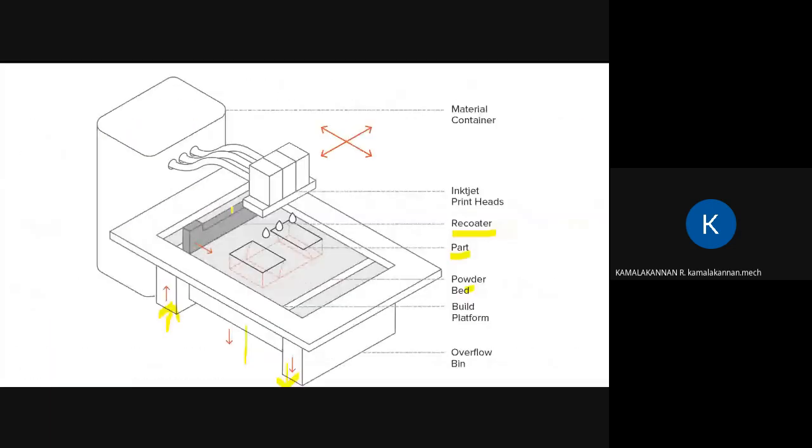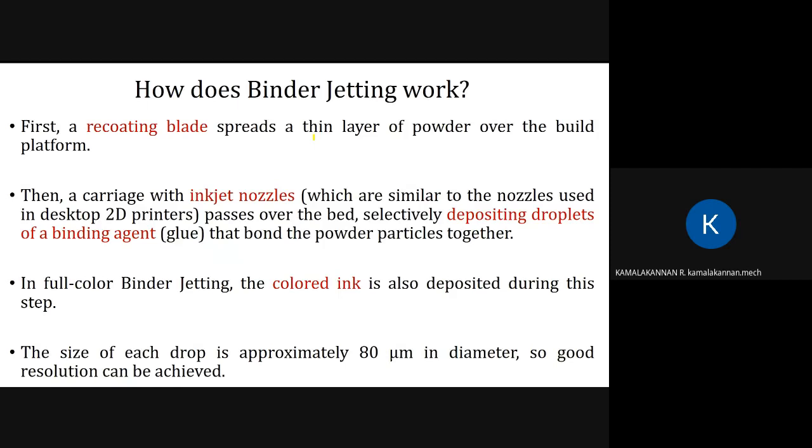Here the recoater will spread the metal powder over the build platform. After that, the inkjet will spray the binder over the metal powder on the build platform. So what happens is it will bind together. In full color binder jetting, the colored ink is also deposited. Yes, as I told you already, you can use different colors as a binder, so that the material will look like the color.